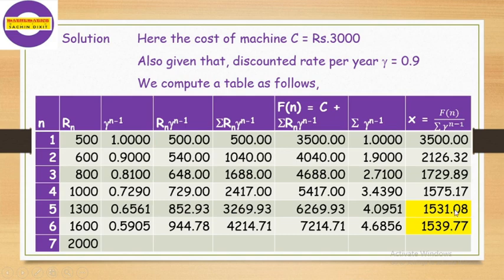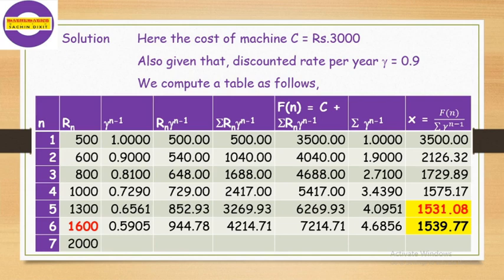Also, if we observe the maintenance cost for the fifth year, the average cost for the fifth year, and the maintenance cost for the sixth year, we have maintenance cost at the sixth year as 1600 and the average cost as 1531.08. So the maintenance cost is also greater than this average cost. So we replace the machine at the end of the fifth year.